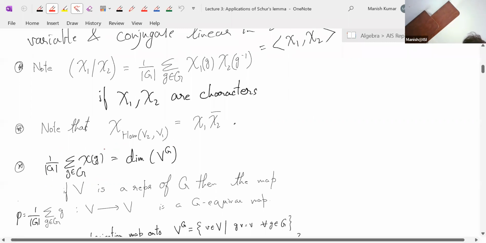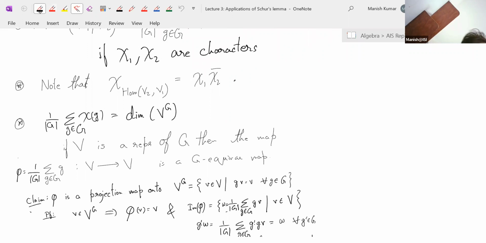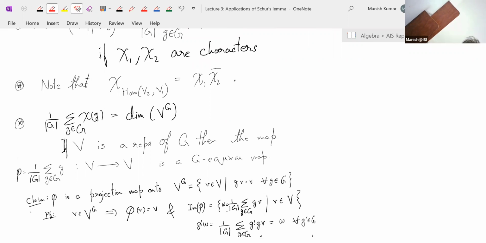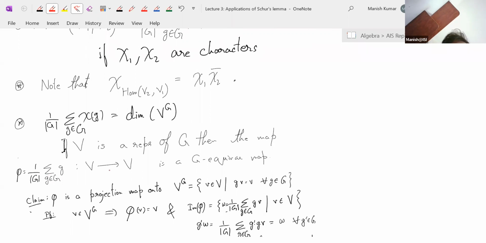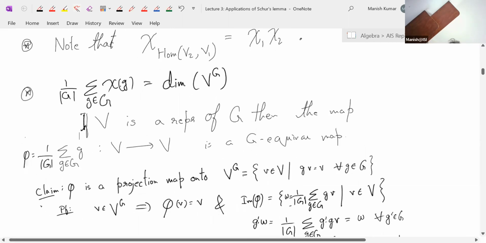So let V be a representation of G, and we look at this map: 1 over size of G, summation over G in G. Each G gives a map from V to V, an endomorphism. If we sum them, we again get an endomorphism of V, and if we divide by this number, we still get an endomorphism of V. The first observation is that this is going to be an equivariant map. Is it clear why this is an equivariant map?